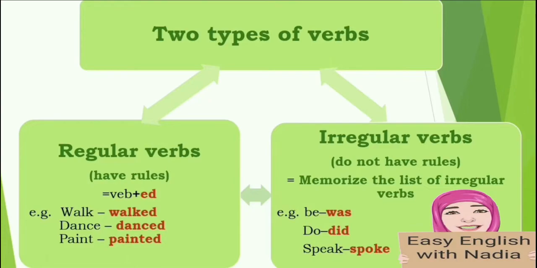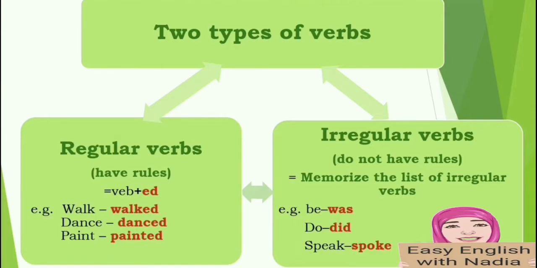You should know 2 types of verbs: regular verbs and irregular verbs. Regular verbs have rules. Irregular verbs do not have rules. Regular verbs have rules. Verb plus ed. For example, walk, walked. Dance, danced. Paint, painted. Irregular verbs do not have rules. You should memorize them. You should learn them by heart. For example, be, was. Do, did. Speak, spoke.